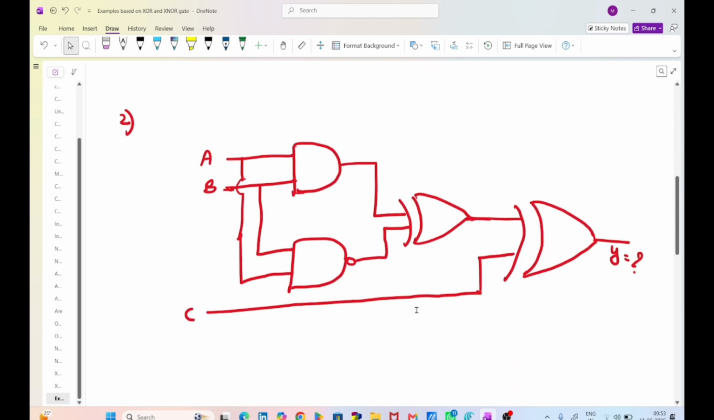In this, we need to find the output Y. We know that this is the AND gate. The output of the AND gate is A dot B, and the output of the NAND gate is A dot B whole bar. This is the XOR gate. Let us write the XOR gate truth table here: A, B, and Y.